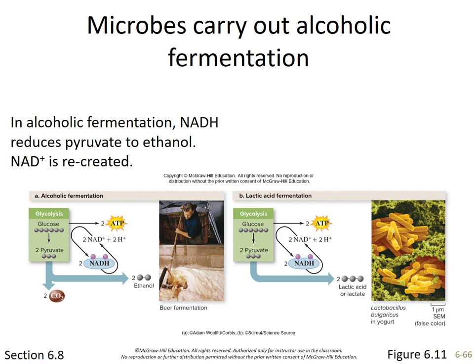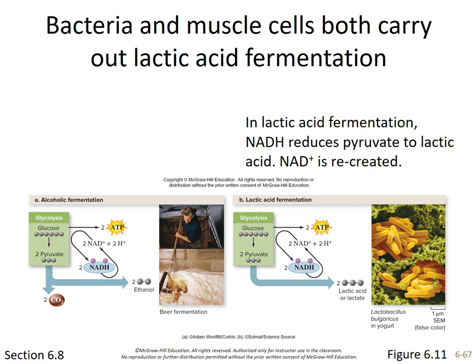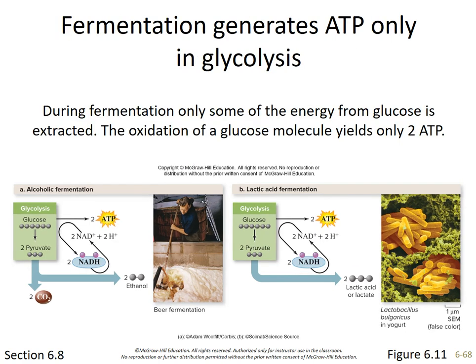Microbes carry out alcoholic fermentation. In alcoholic fermentation, NADH reduces pyruvate to ethanol. NAD+ is recreated. That's what happens in beer fermentation. Lactic acid fermentation is another pathway. In lactic acid fermentation, NADH reduces pyruvate to lactic acid. NAD+ is recreated. During fermentation, only some of the energy from glucose is extracted. The oxidation of a glucose molecule only leads to 2 ATP.